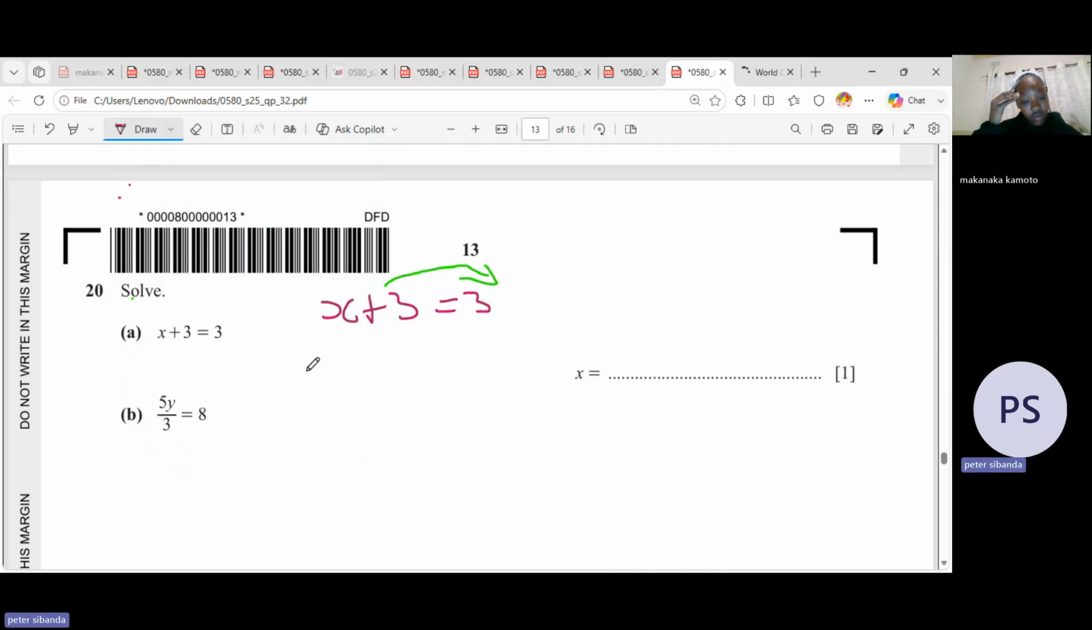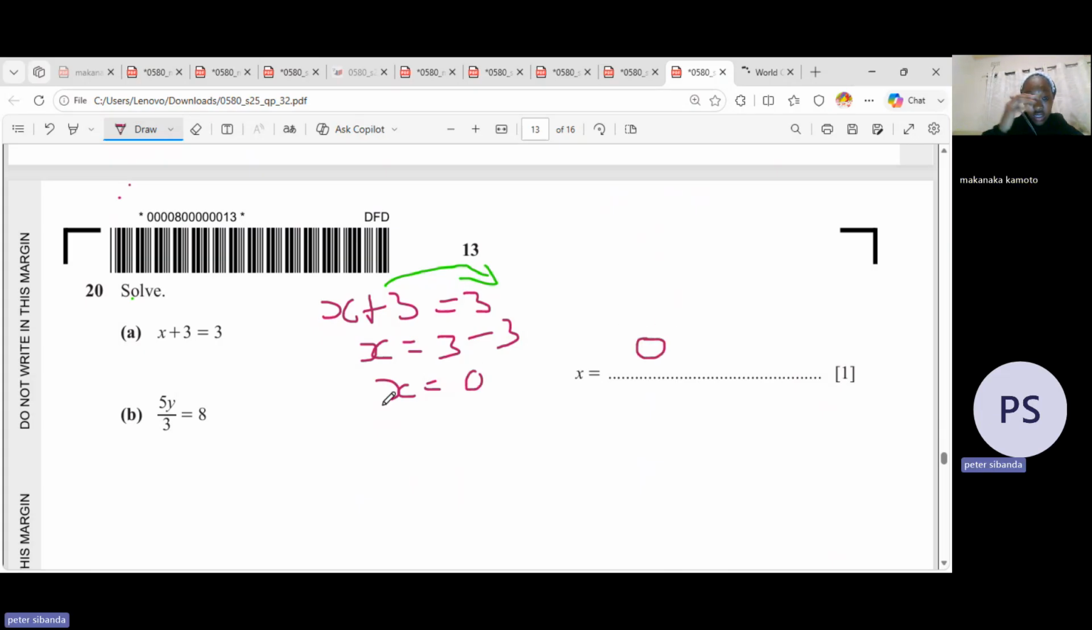I think that's good. So what do we remain with this side? Once that plus 3 goes to the other side, we remain with x, which we are looking for, because when they say solve, they want you to find the value of an unknown. So we had a 3 on that side and a plus 3 that moved there to be minus 3, so x equals 0.